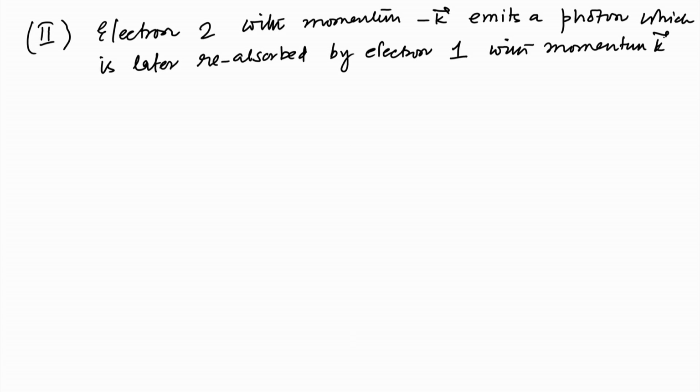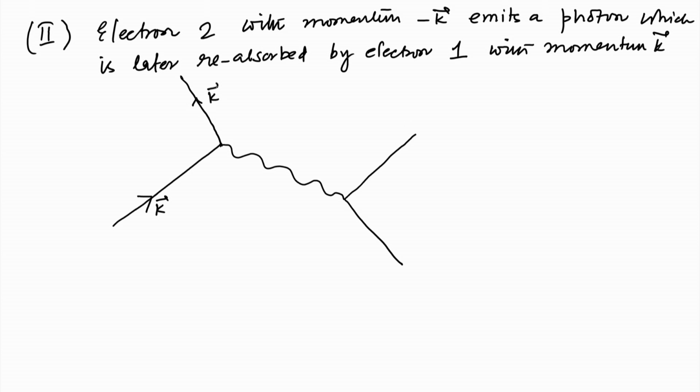So, this is a similar thing, it is just that the alignment of the figure will be a little different. So, there will be k here and it goes like this, and now because the process happens in the reverse order, we will draw it this way. So, this is electron 1 with k, again it is k plus q here, and it is minus k, and this is minus k minus q.